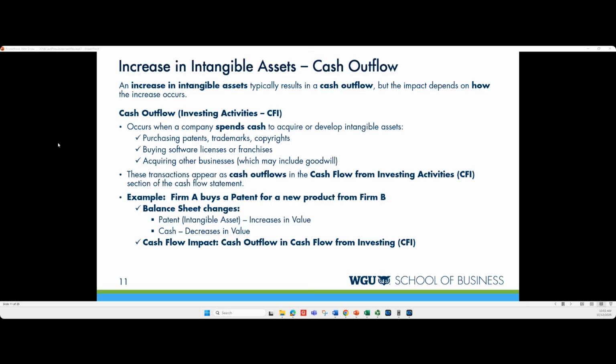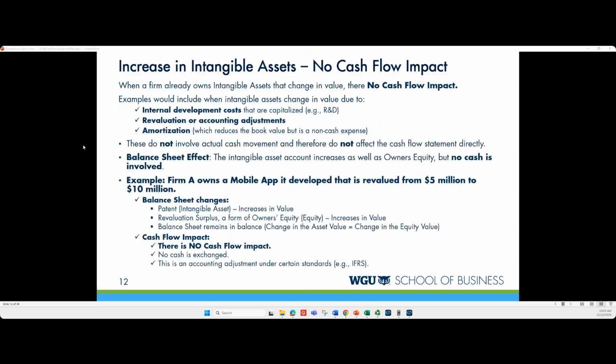Okay, so the cash flow impact is going to be a cash outflow in our cash flow from investing because we've actually paid money for that intangible asset. Now, the second situation has no cash flow impact, and it's something we need to be aware of, especially if we are the startup company and we are developing an app. So let's say our company already owns an intangible asset that changes in value. Well, there's going to be no cash flow impact.